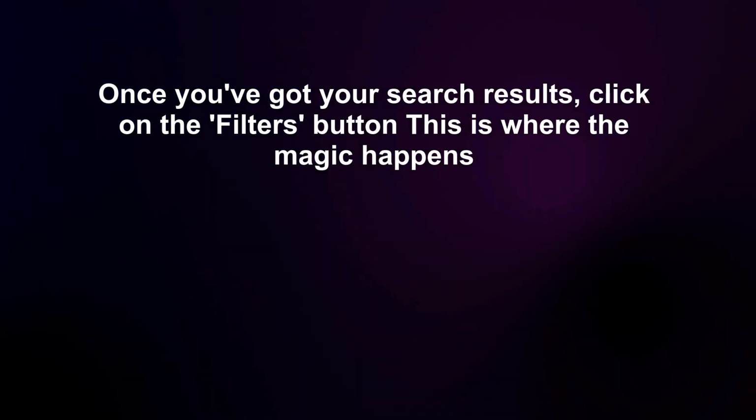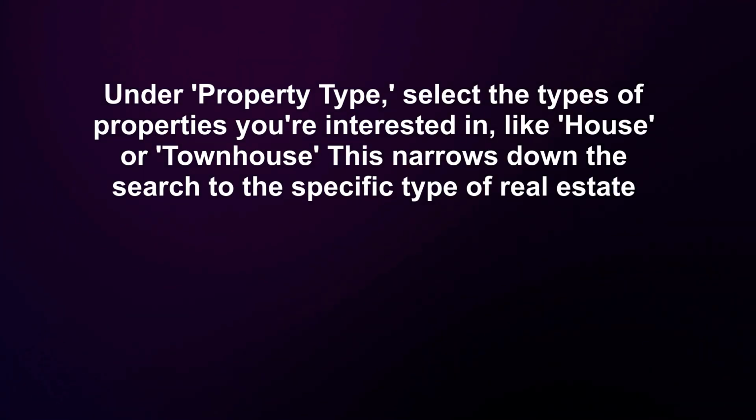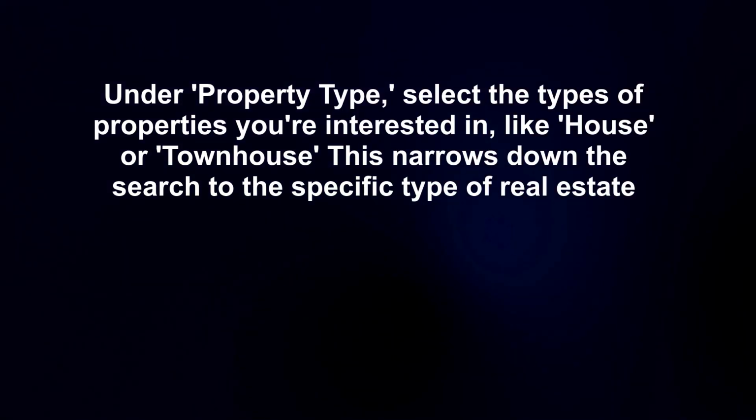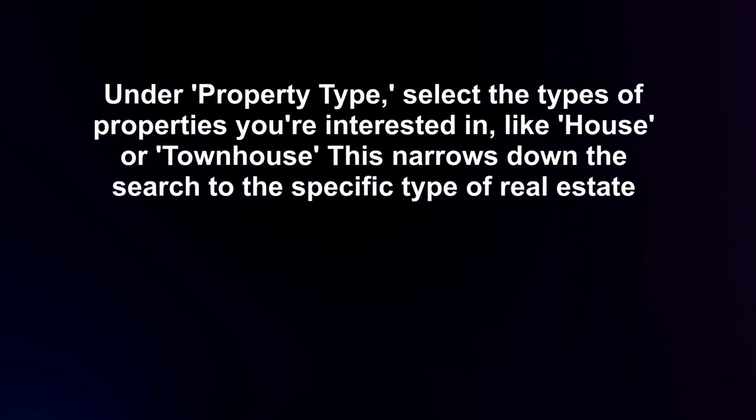This is where the magic happens. Under property type, select the types of properties you're interested in, like house or townhouse. This narrows down the search to the specific type of real estate.